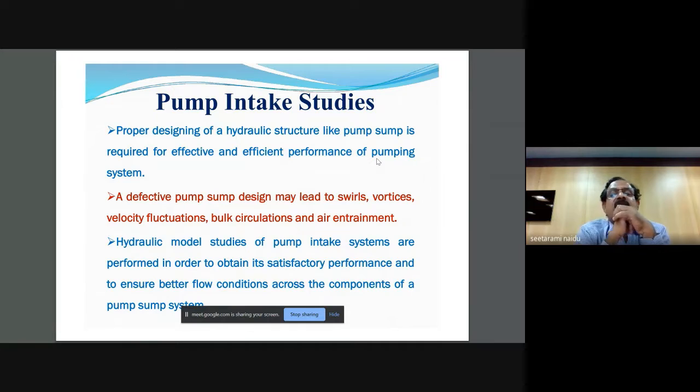So proper designing of a hydraulic structure like a pump sump is required for effective and efficient performance of a pumping system. A defective pump sump design may lead to surges, vortices, velocity fluctuation, bulk circulation, air entrainment. Hydraulic model studies of pump intake systems are performed to obtain satisfactory performance and to ensure better flow conditions across the components of a pump sump system. So a pump is not a standalone system to have an efficient performance. It is working in tandem with the sump. Then only best performance is expected.